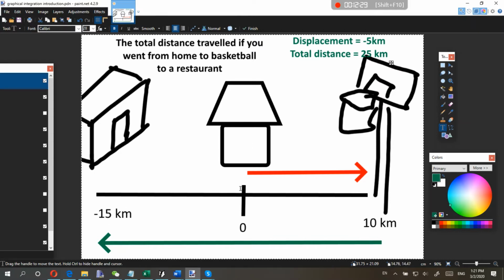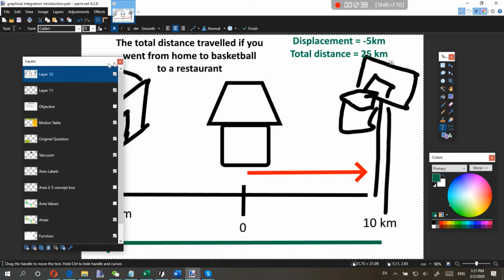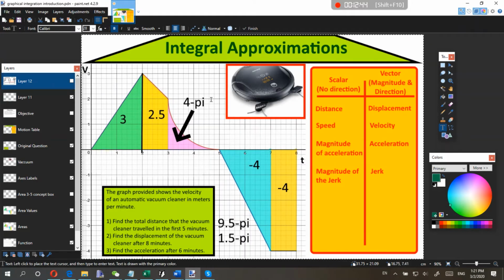Displacement tells you your distance from a start point. For your total distance traveled, direction does not matter. Total distance traveled is like the odometer on a car. No matter what direction you travel, you're still adding miles to your car. Okay, so that's the same thing that's happening here.